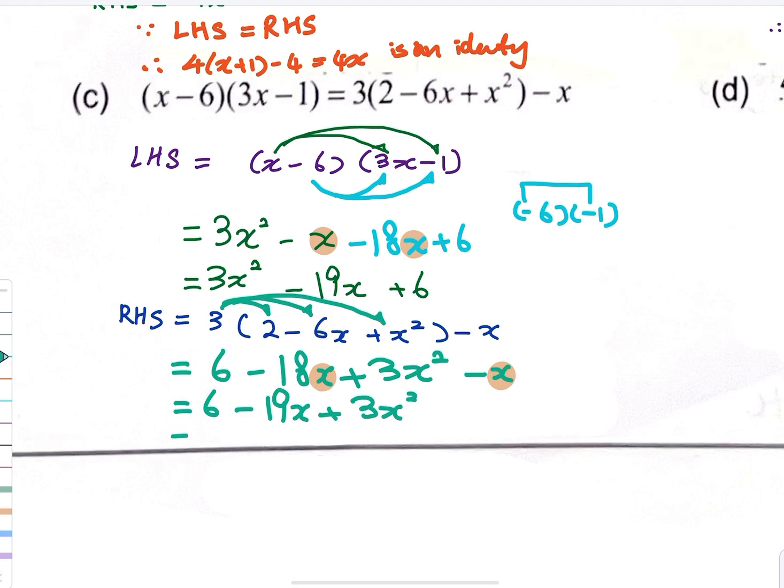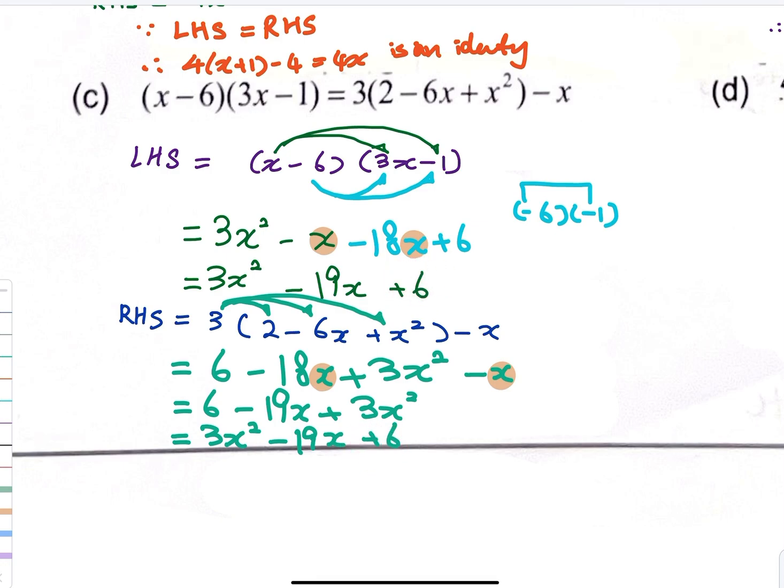And then just put it in order so that it looks nicer. In order means the highest power unknown first: x squared, and then single x, and then no x. Are these two the same now? 3x squared, negative 19x, and then positive 6.